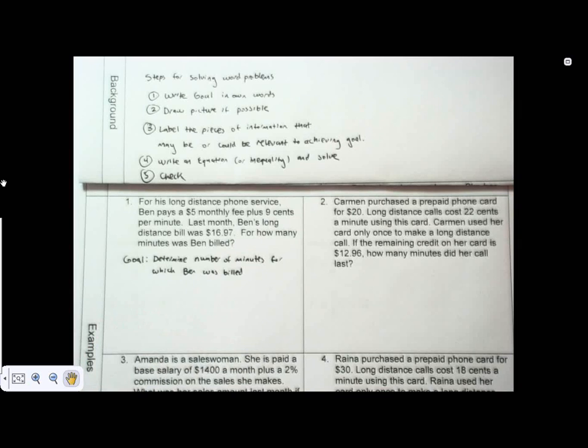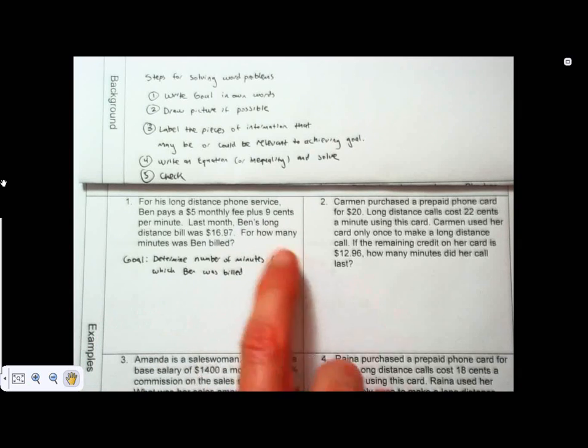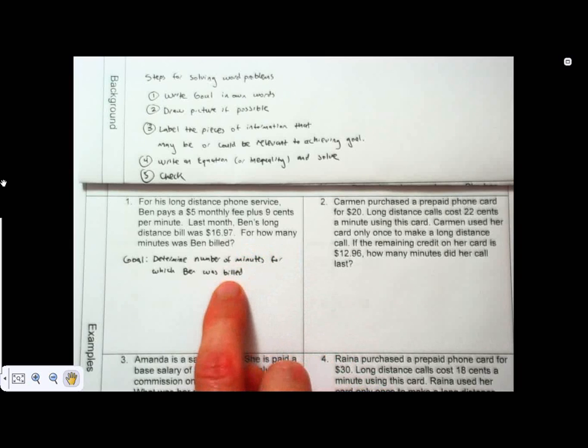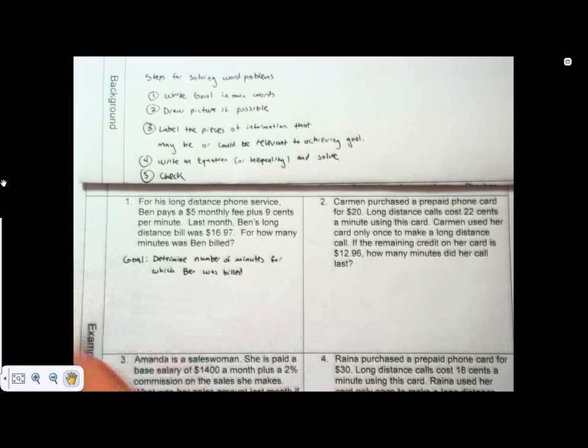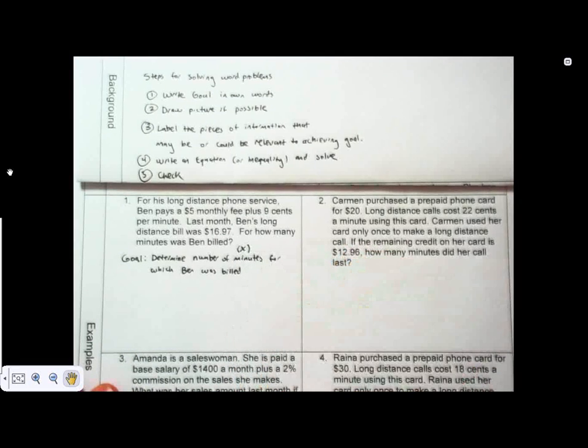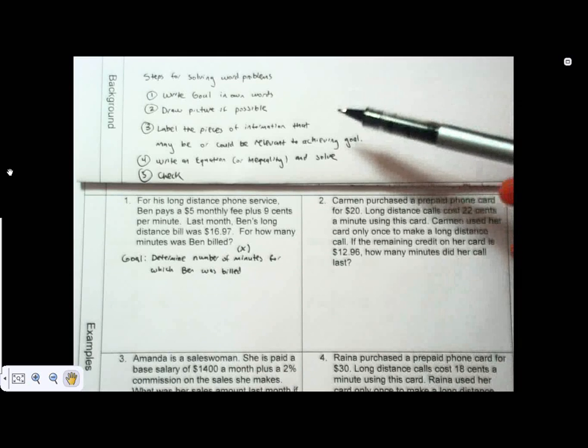So my first step, as always, is to write down what our goal is. And I see the words how many, so the goal is probably going to be to answer this question. So it says, for how many minutes was Ben billed? So for me, my goal in my own words is just to determine the number of minutes for which Ben was billed. And since we don't know how many minutes that Ben was billed for, that's going to be what I call x for right now. I can't really draw a picture of that, so I'm going to let a variable stand for the number of minutes that Ben was billed. Okay, so it's going to be difficult, as I said, to draw a picture.